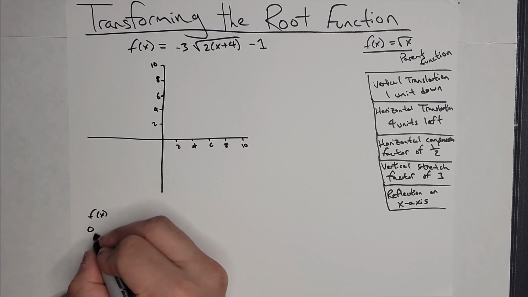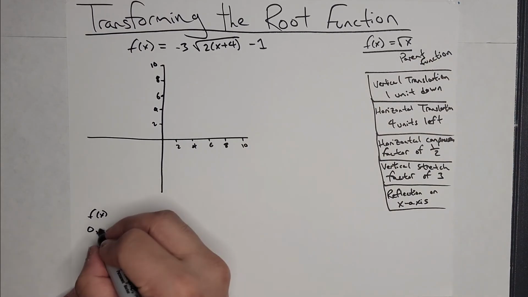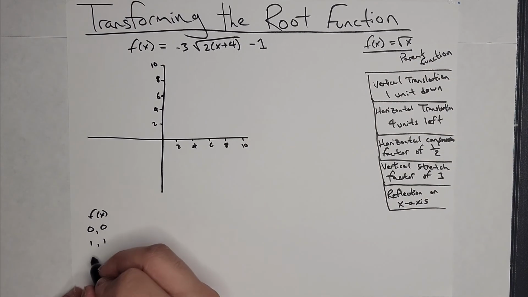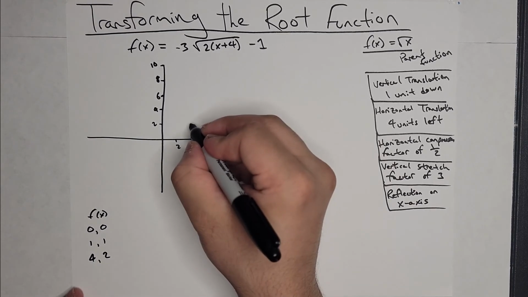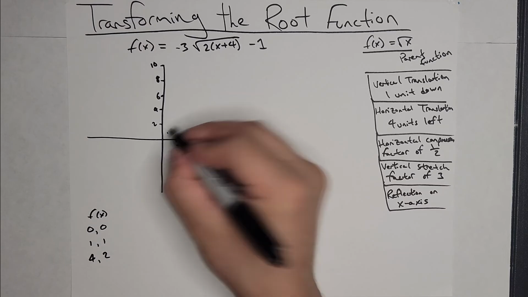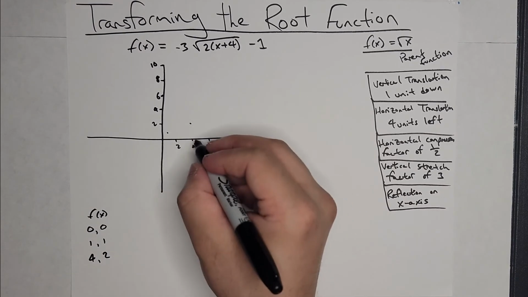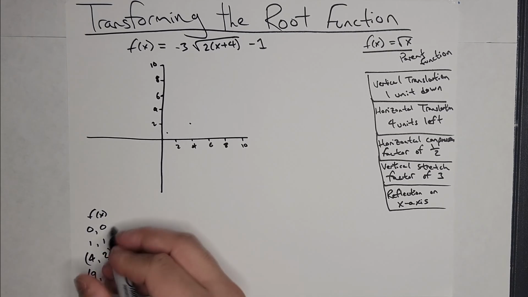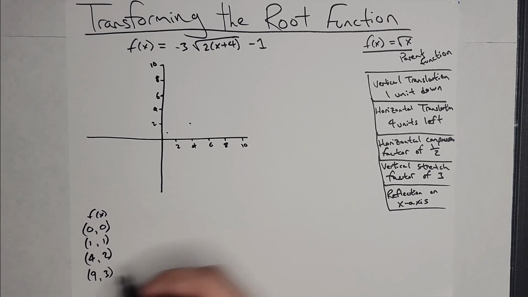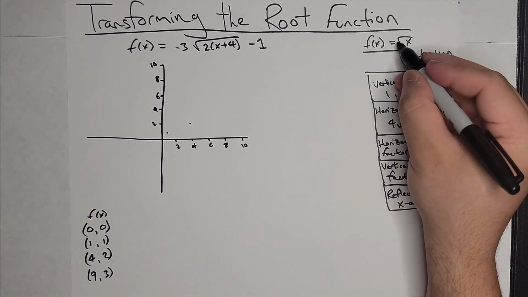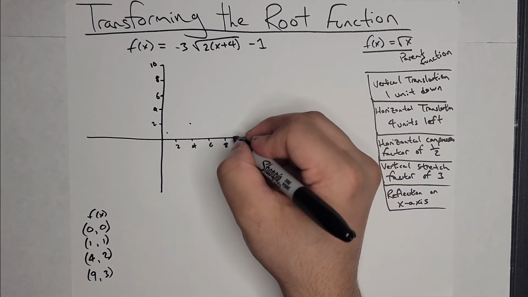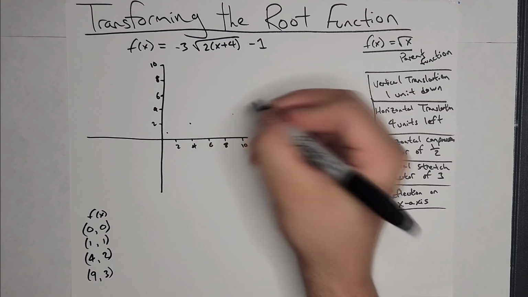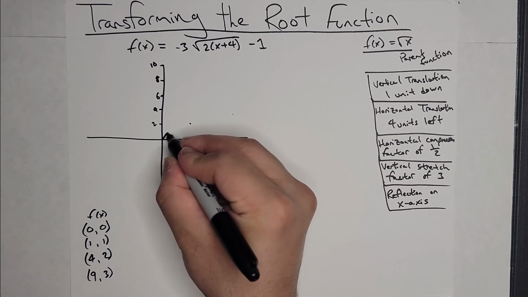Our coordinates at 0 x value, we're going to have 0. At 1, we're going to have 1. When we have an x value of, say, 4, then we're going to have 2, which is here. And so 1, 1, 4, 2. And then we also have another, 9, 3. So when you plug in 9 as x, the square root we get is going to be 3. That's our y value. So that is going to look something like that.